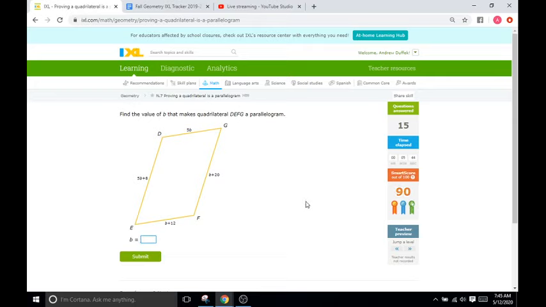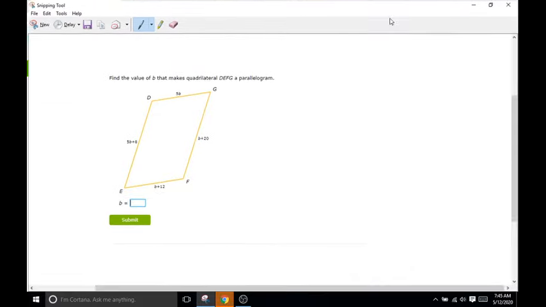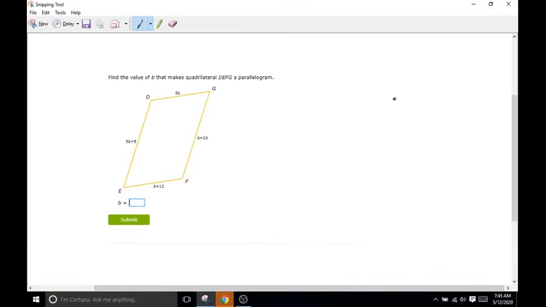Okay, and same deal here. They want you to find b. You know that 5b plus 8 has to equal b plus 20, so you can set them equal to each other. Or you can do 5b is equal to b plus 12, set those equal to each other, and then solve for b. I can do this one real quick, just to show you, just in case you're fuzzy on the algebra.